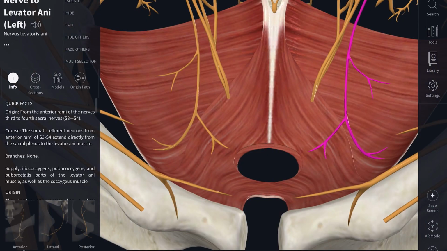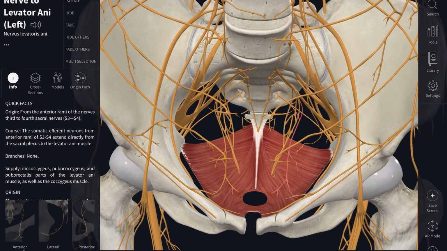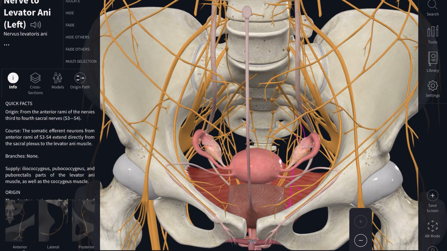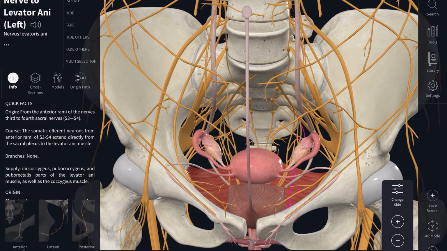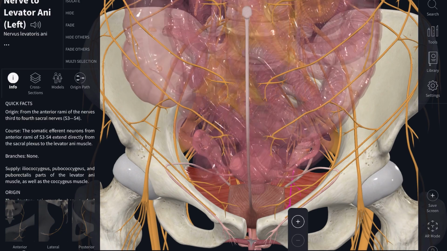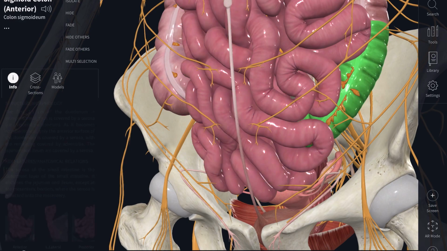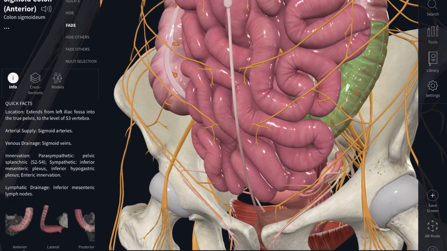And here is just another view of levator ani, aka the pelvic floor muscles, and I'm highlighting the nerve to levator ani on the left side of the body. And that's basically all the muscles that I'll be covering for this video. Again, very superficial, with an aim to provide an intuitive understanding of the pelvic area rather than a detailed anatomical understanding required for medical school.